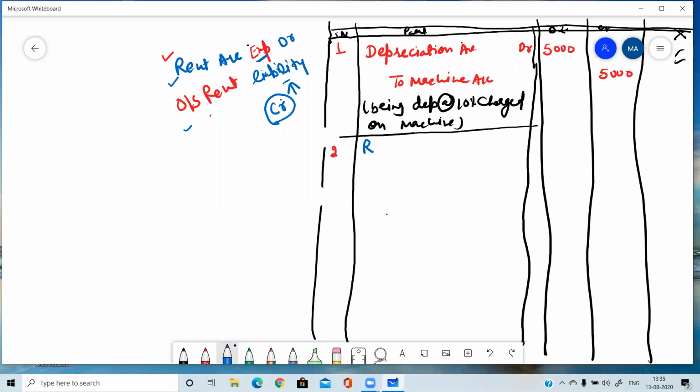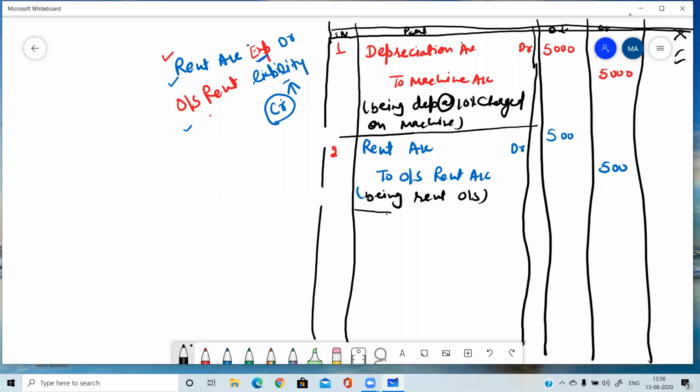So I'm going to write in journal format like this: rent account debit to outstanding rent or rent outstanding account. The amount is whatever is given in the question. Suppose it is 500, and the narration will be: being rent outstanding. That's it. No need to write any other thing.